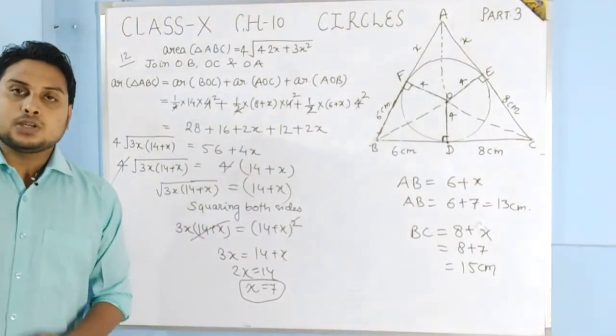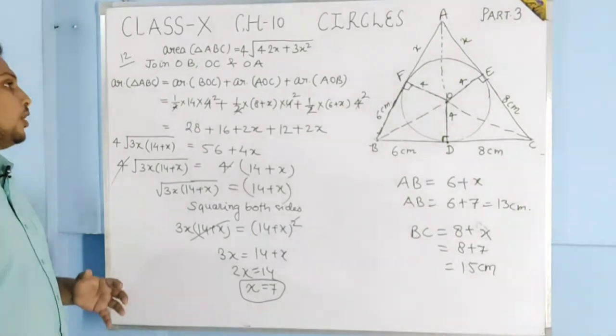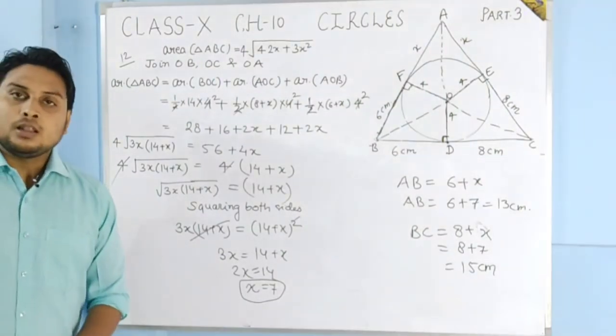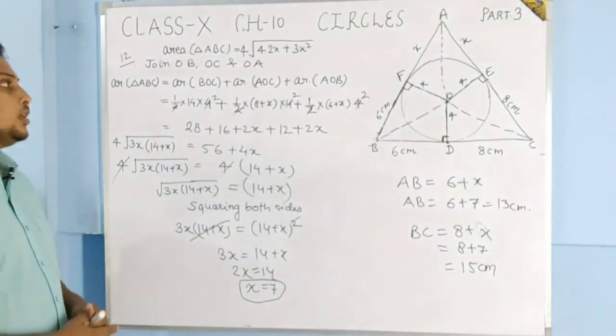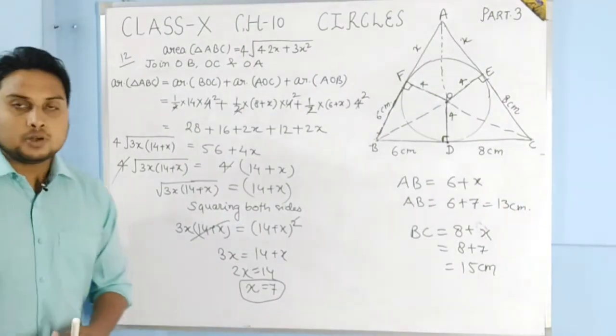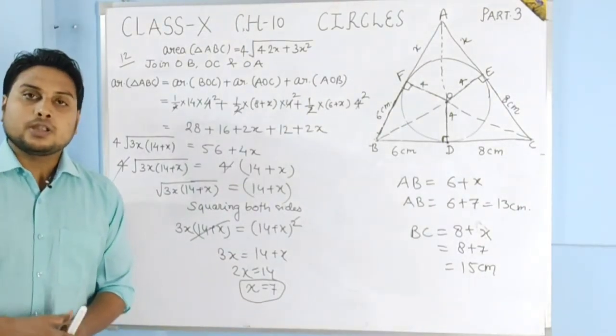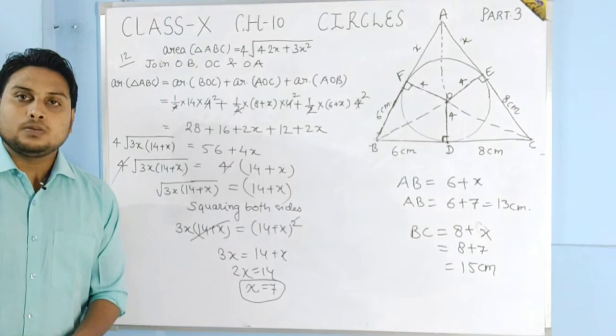So this is the approach of the question, by finding the area of the triangle with both of the methods, Heron's formula and half into base into height. Now you can pause the video and note it down.